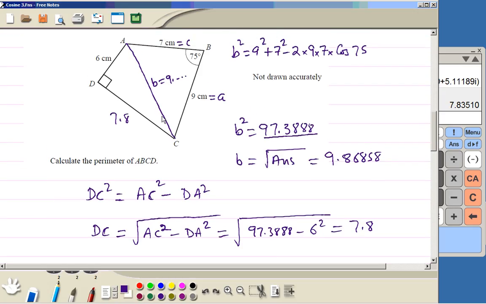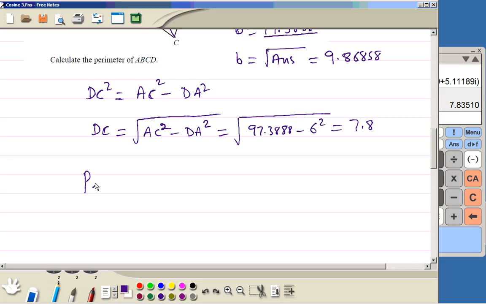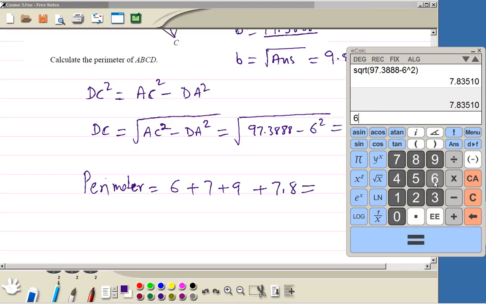So now we can find the perimeter of this shape: 6, 7, 9 and this, which gives 29.8.